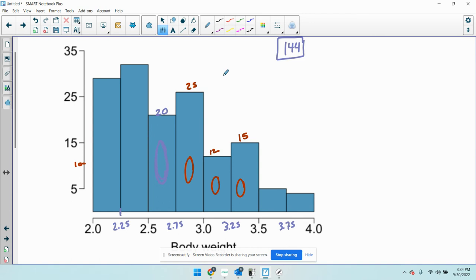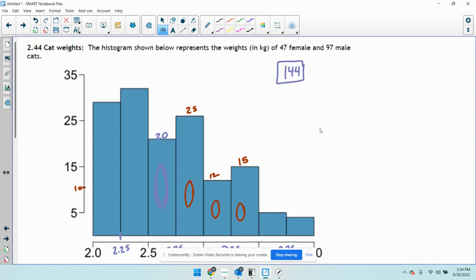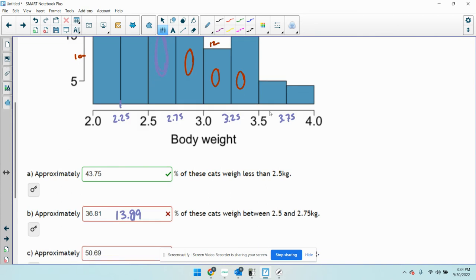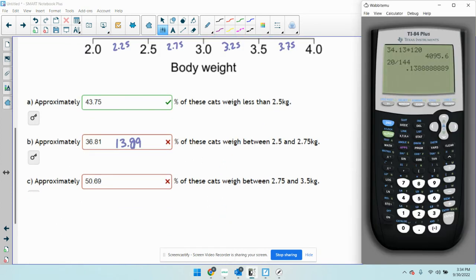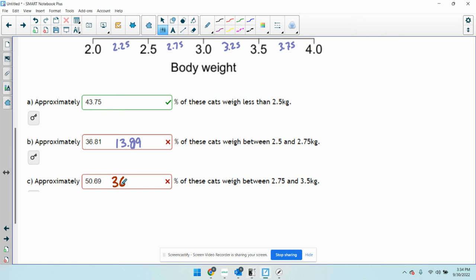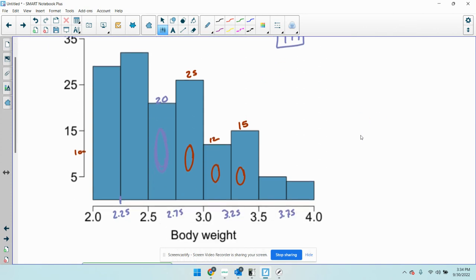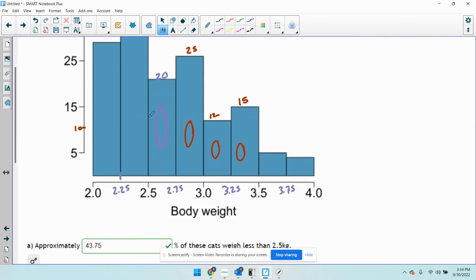So I don't know if they would accept the range. That's the only way you could go about doing it. But let's see, 25 plus 12 plus 15, that's 40, 52. 52 out of 144 is 36.11%. I believe that they should accept the range of values for this. If not, I'll have to catch that if it turns up in a graded assignment, because that's just hard to read.